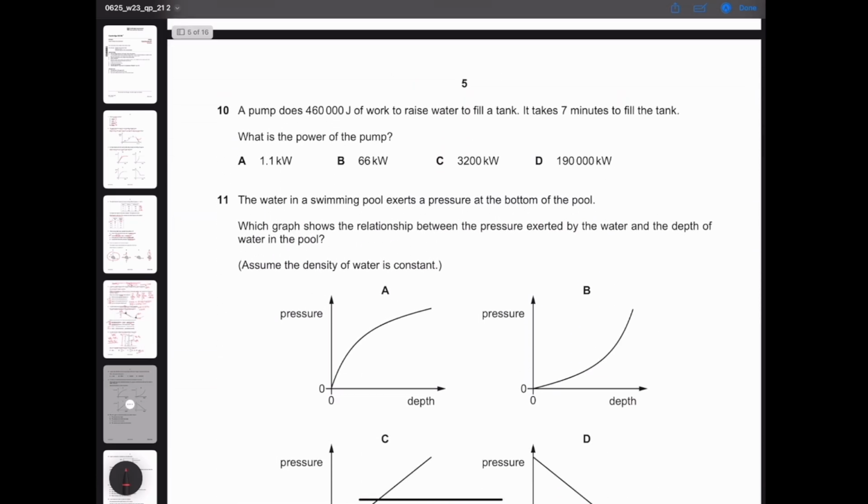Question number 10. A pump does 460,000 joules of work to fill a tank. It takes 7 minutes. So this is a very simple question. Power is equal to work done over time. Time should be in seconds. So you will do 460,000 by 7 times 60 seconds. Alright. And your answer will come out to be A, which is 1.1 kilowatts.